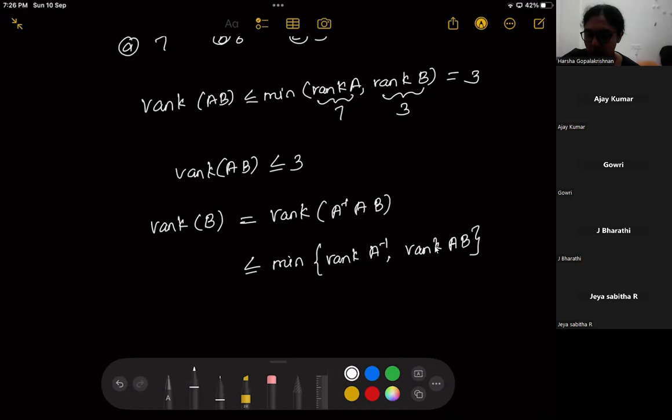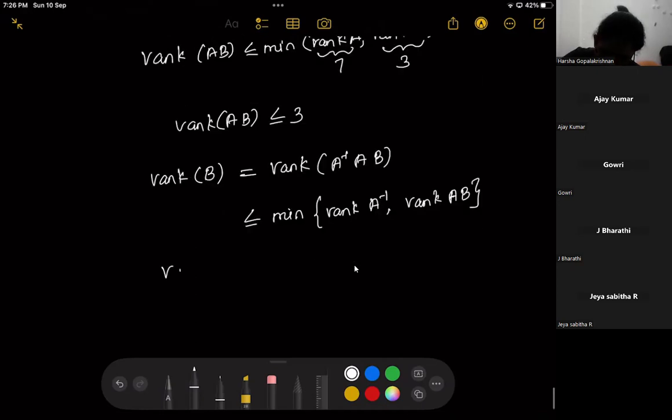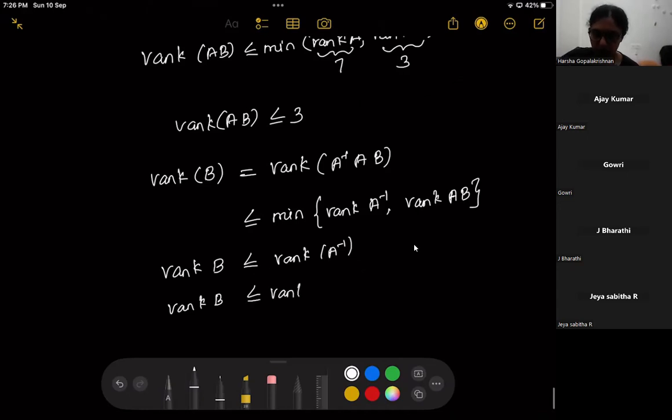We don't know the value, but what does this mean? Rank of B is less than or equal to rank of A inverse, and rank of B is less than or equal to rank of AB. Correct? Both conditions we will get. And what is rank of B? It is 3. So 3 is less than or equal to rank of AB.